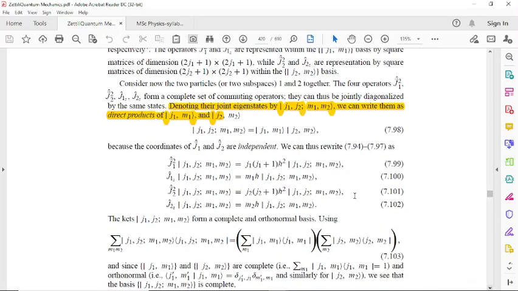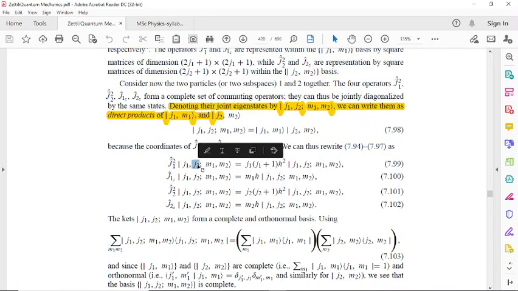We can write it as a direct product of ket J1, M1 and ket J2, M2. So we are simply assuming that the direct product of these two ket states can be represented by this state vector. The coordinates of J1 and J2 are independent, and therefore we can write the joint eigenstate as J1 square ket J1, J2, M1, M2. അപ്പോൾ ഇവിടെ ശ്രദ്ധിക്കേണ്ടത് ഈ J1 is acting on the joint eigenstate. Then act ചെയ്യുമ്പോൾ only the J1 is responsible.